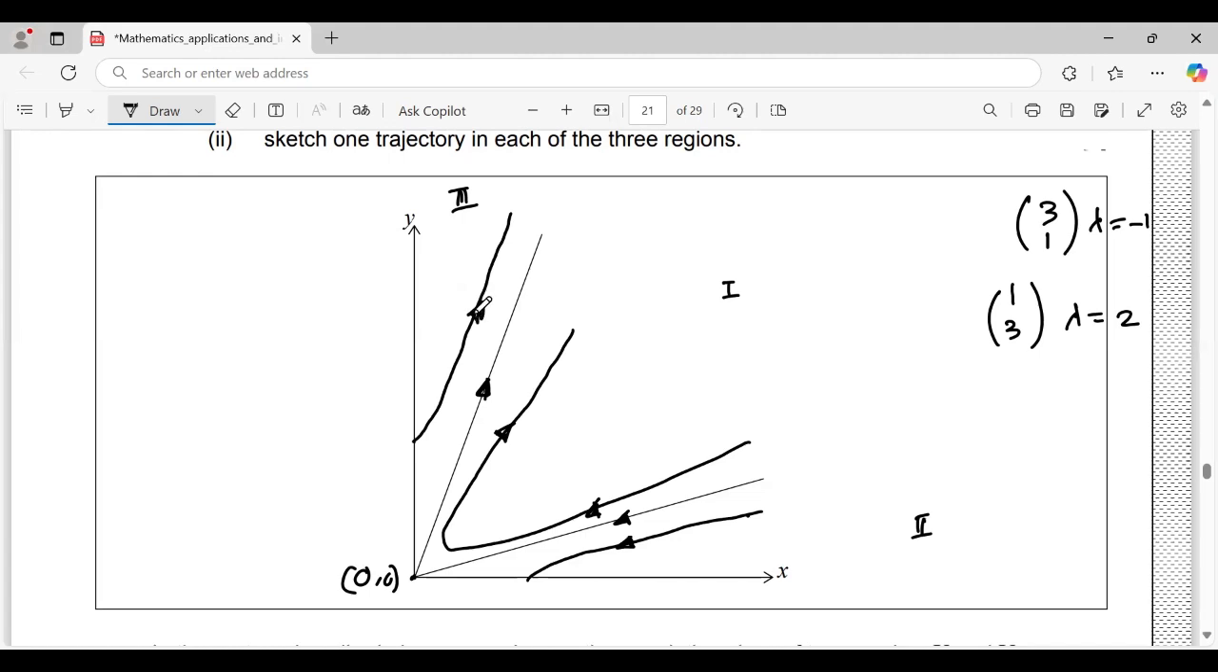That is the trajectory. Right. So there are three regions.